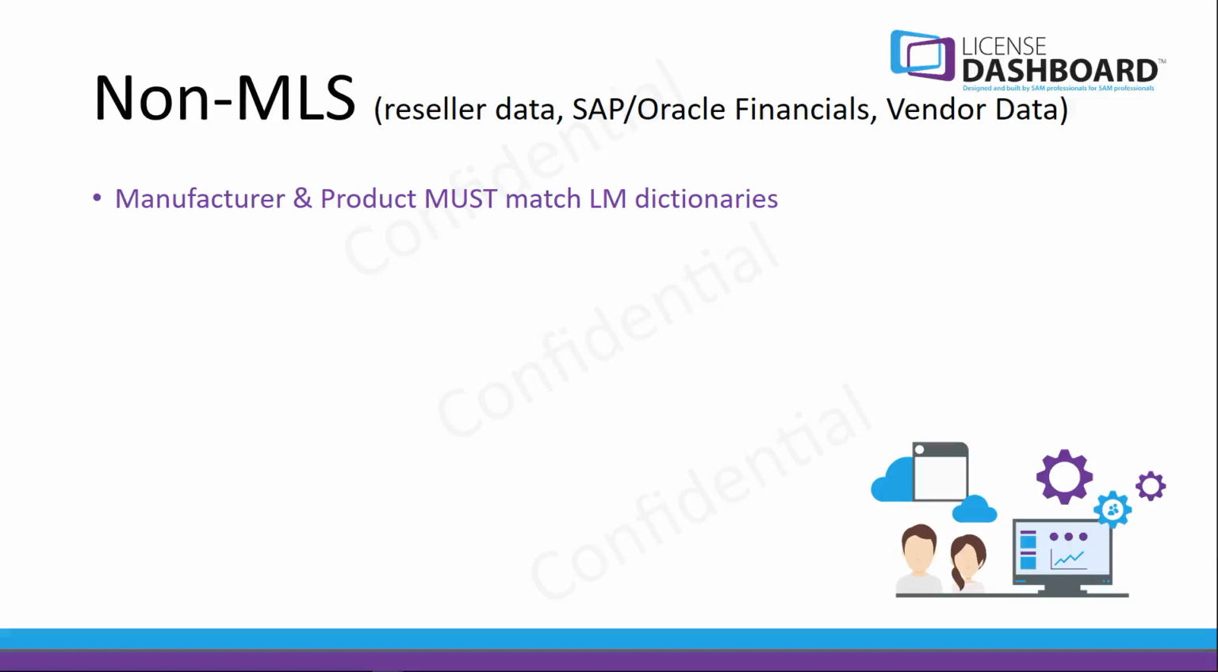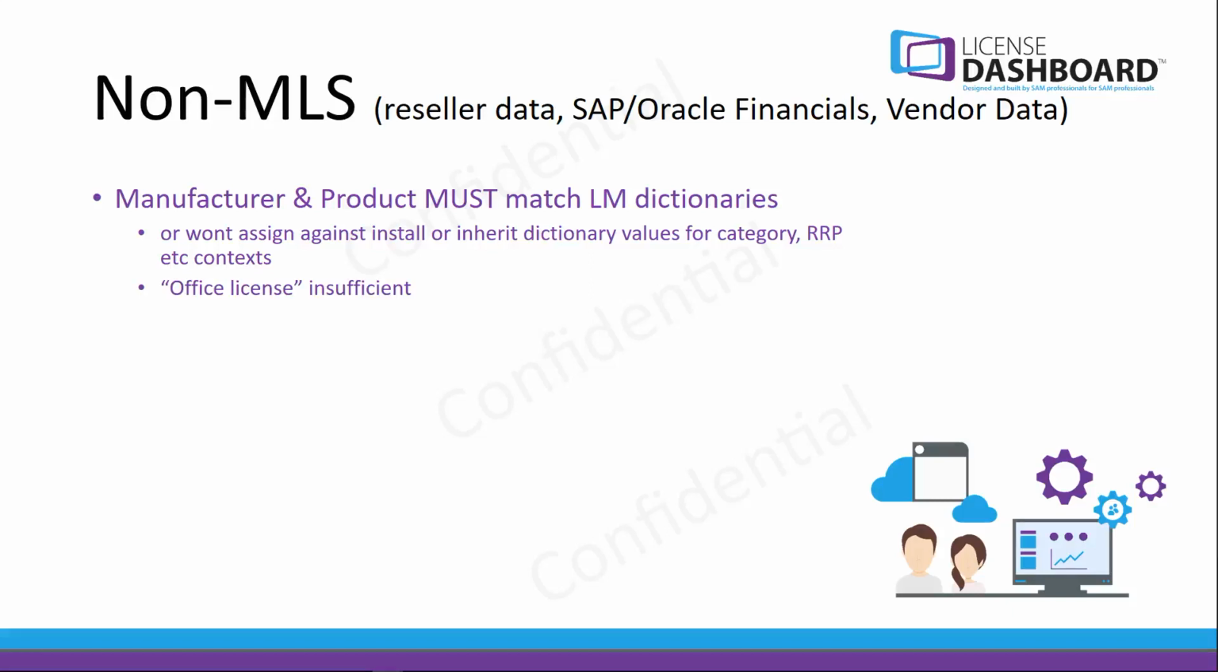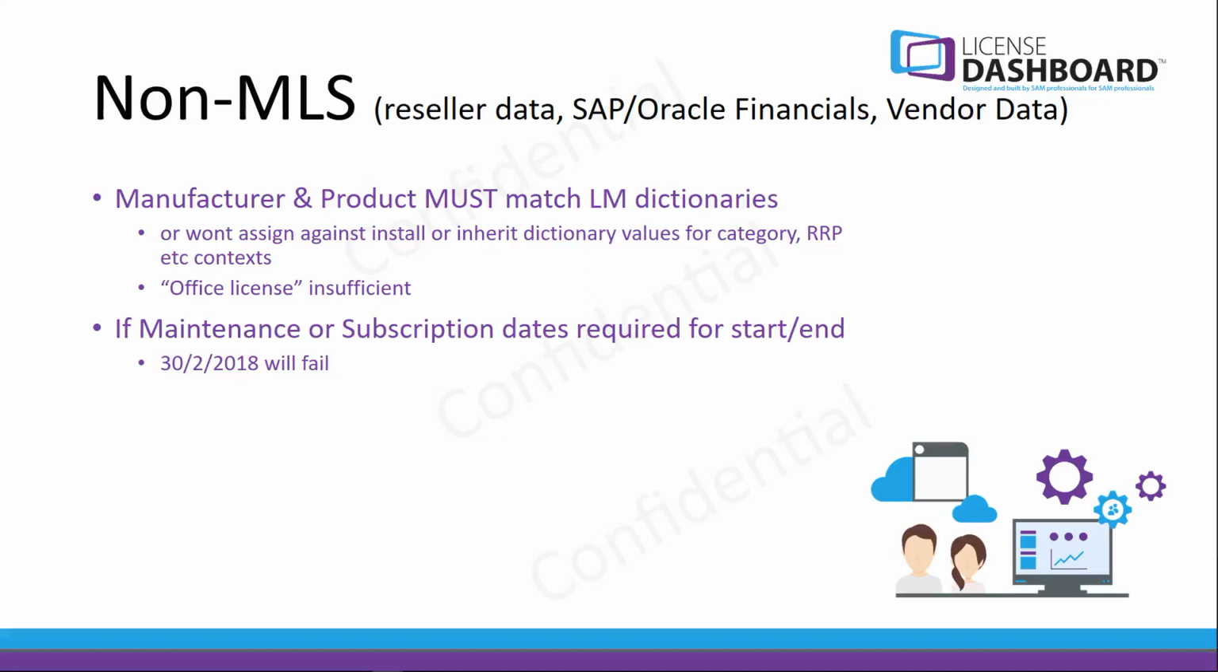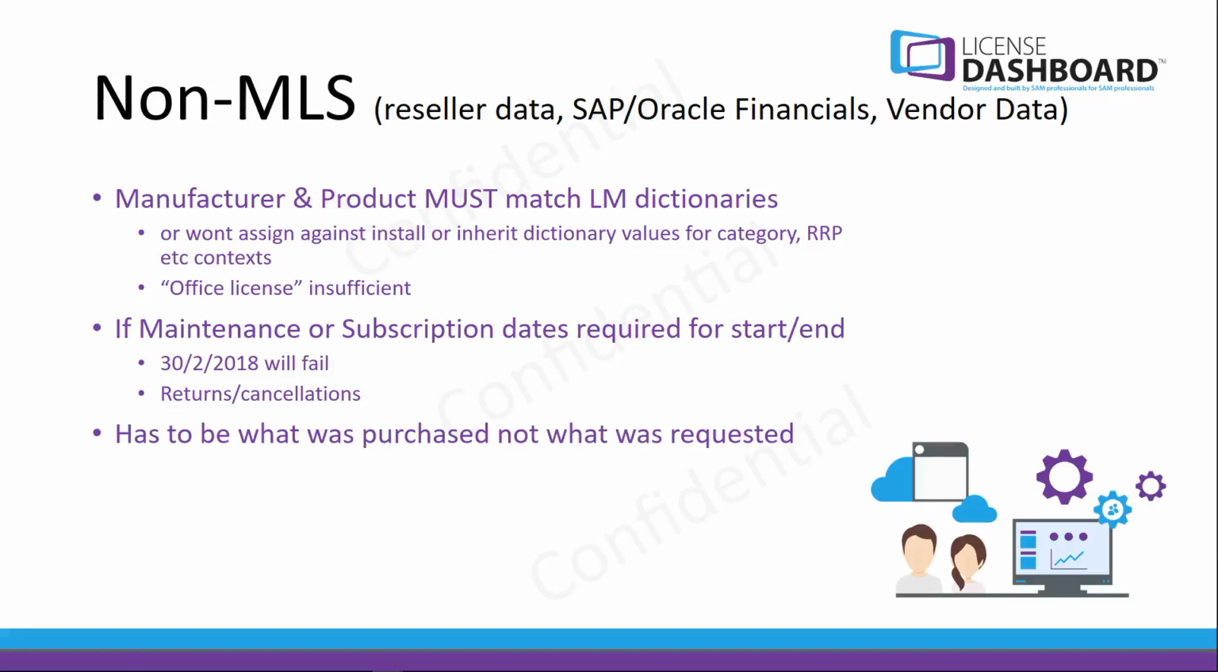License Manager is demanding in the quality of data, and for good reason. For the product and vendor, it expects and demands the same naming convention as our dictionaries. Licenses cannot be assigned against installs otherwise. So that means if you enter in an Office Plus Professional license instead of Office Professional Plus, naturally it's not going to match what we call it. It will also not inherit any additional context from our growing dictionaries: attributes of products, product categorization, RRPs.